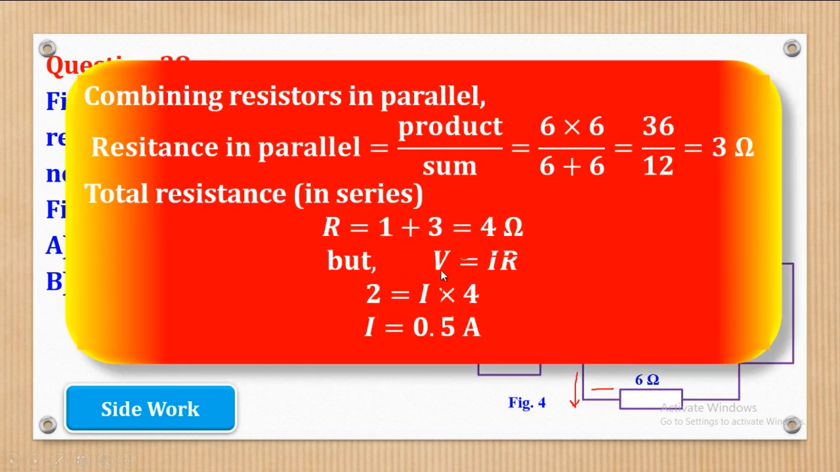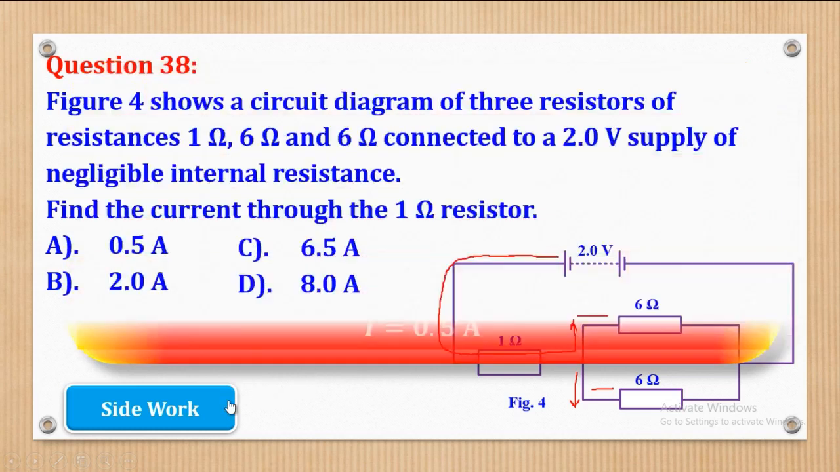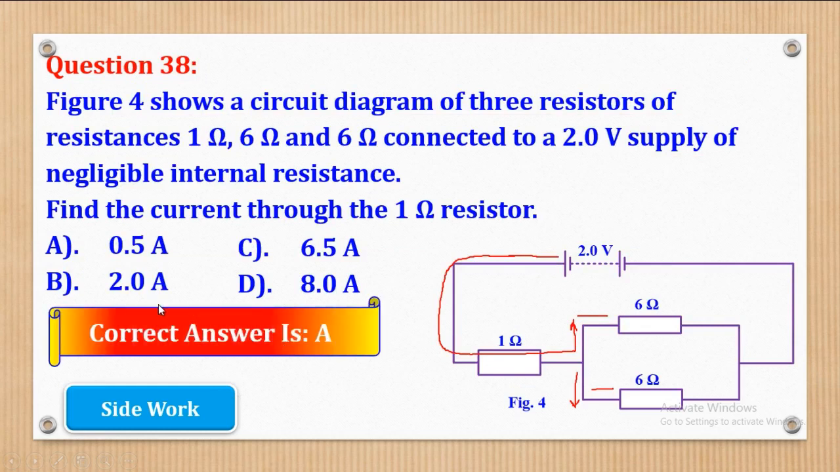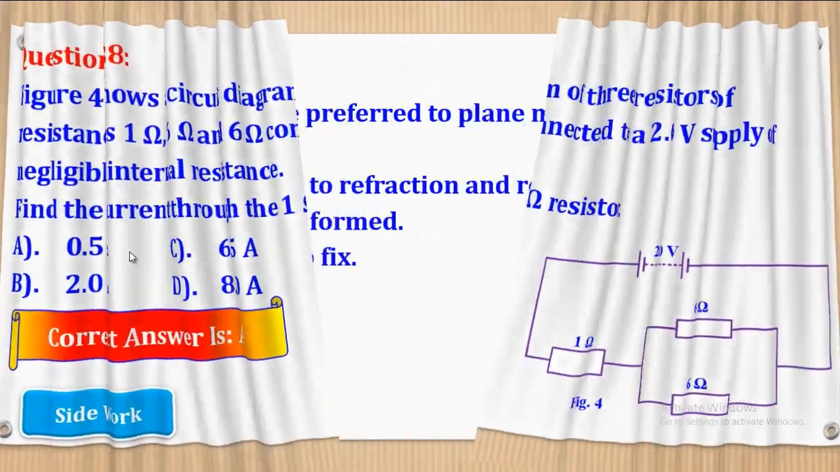But we know that V is equal to IR. Therefore, my V was 2, I is what I want, and R was 4. So now when I make I the subject, I'll come up with 0.5 ampere. So I'm going to compare this with the given answers. So when I compare, I realize that the correct answer is part A, which is 0.5 ampere.